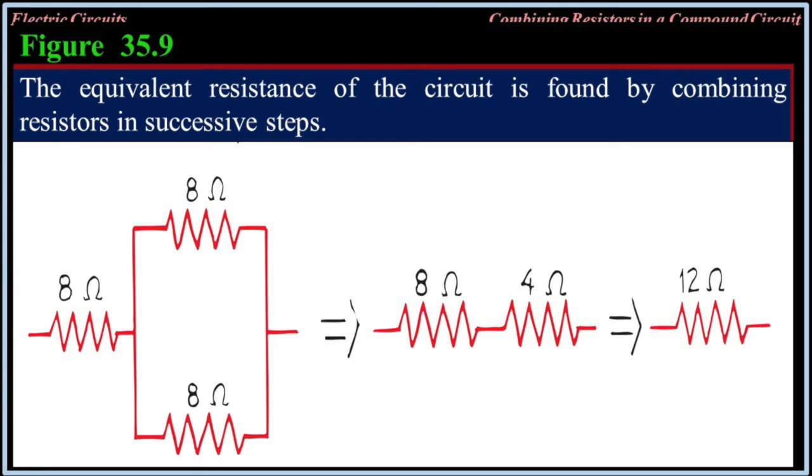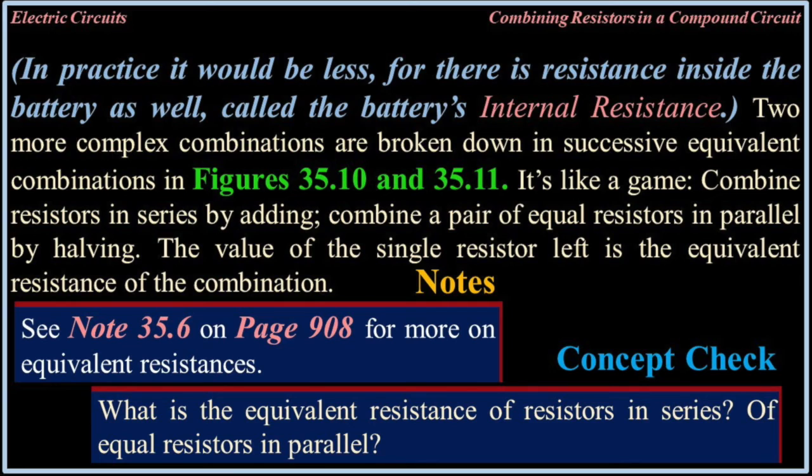Notes: the resistance in the filament of a light bulb varies with temperature. When cold, at room temperature, it may be only 16 ohms. In a 120-volt, 60-watt bulb, 100 milliseconds later, when it reaches its operating temperature, filament resistance increases to a steady 240 ohms. Figure 35.9, the equivalent resistance of a circuit is found by combining resistors in successive steps. In practice, it would be less, for there is resistance inside the battery as well, called the battery's internal resistance.